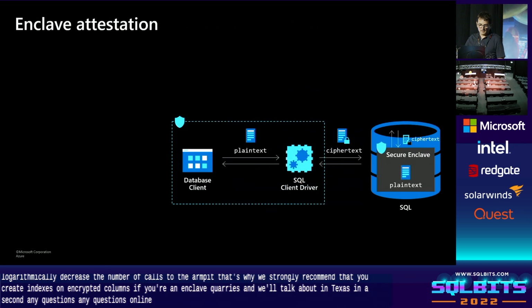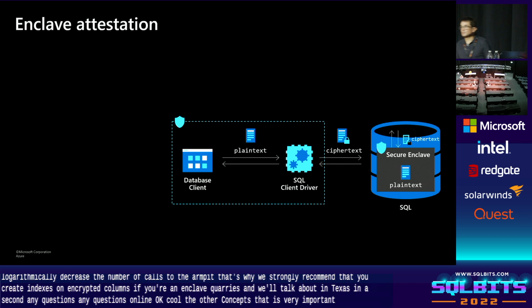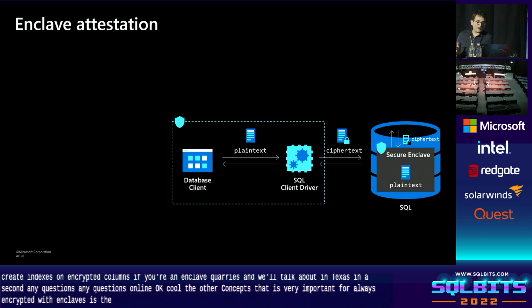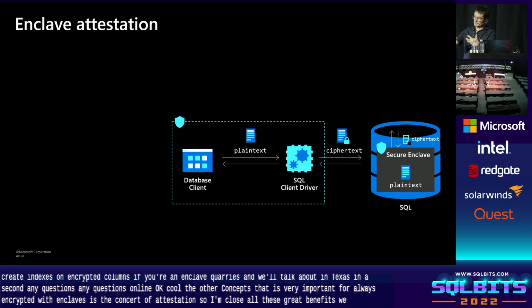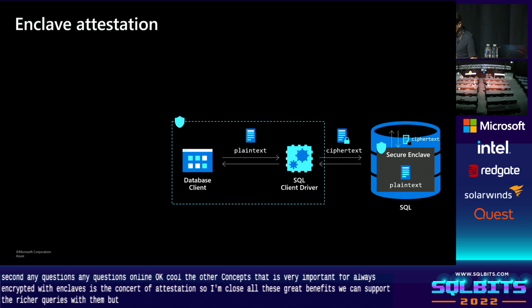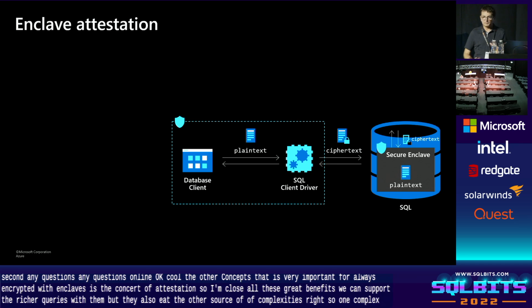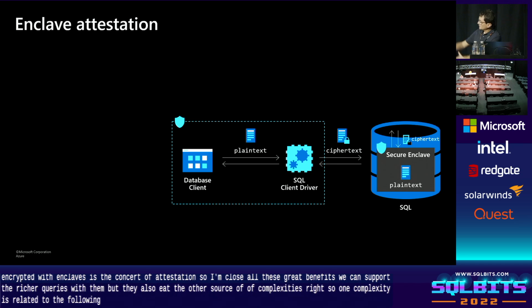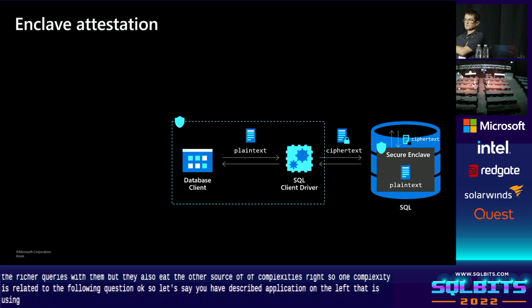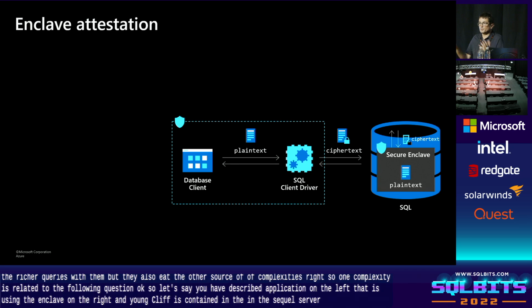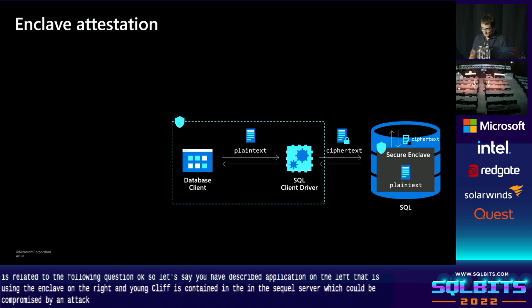Okay, cool. The other concept that is very important for Always Encrypted with enclaves is the concept of attestation. So enclaves have these great benefits. We can support richer queries with them, but they also are the source of complexities, right? So one complexity is related to the following question. Let's say you have this client application on the left that is using the enclave on the right, and the enclave is contained in the SQL Server, which could be compromised by an attacker. That's our threat model, right?